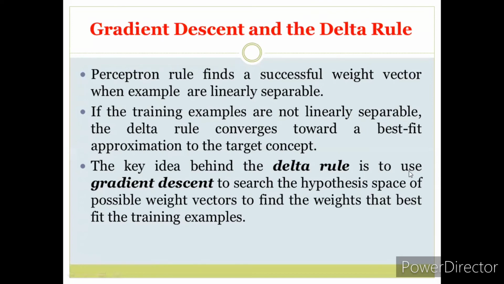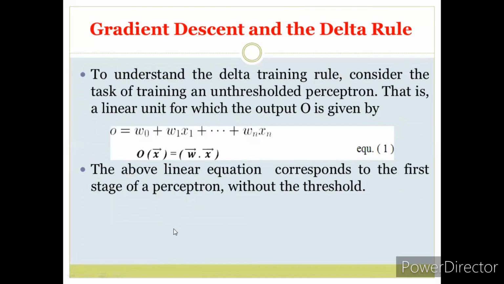The key idea behind the delta rule is to use gradient descent, as we know, a gradual decrement operation, to search the hypothesis space of possible weight vectors to find the weights that best fit the training examples. So we have to keep on decreasing and finding the hypothesis in the entire hypothesis space till we achieve the best possible result from the entire training examples.